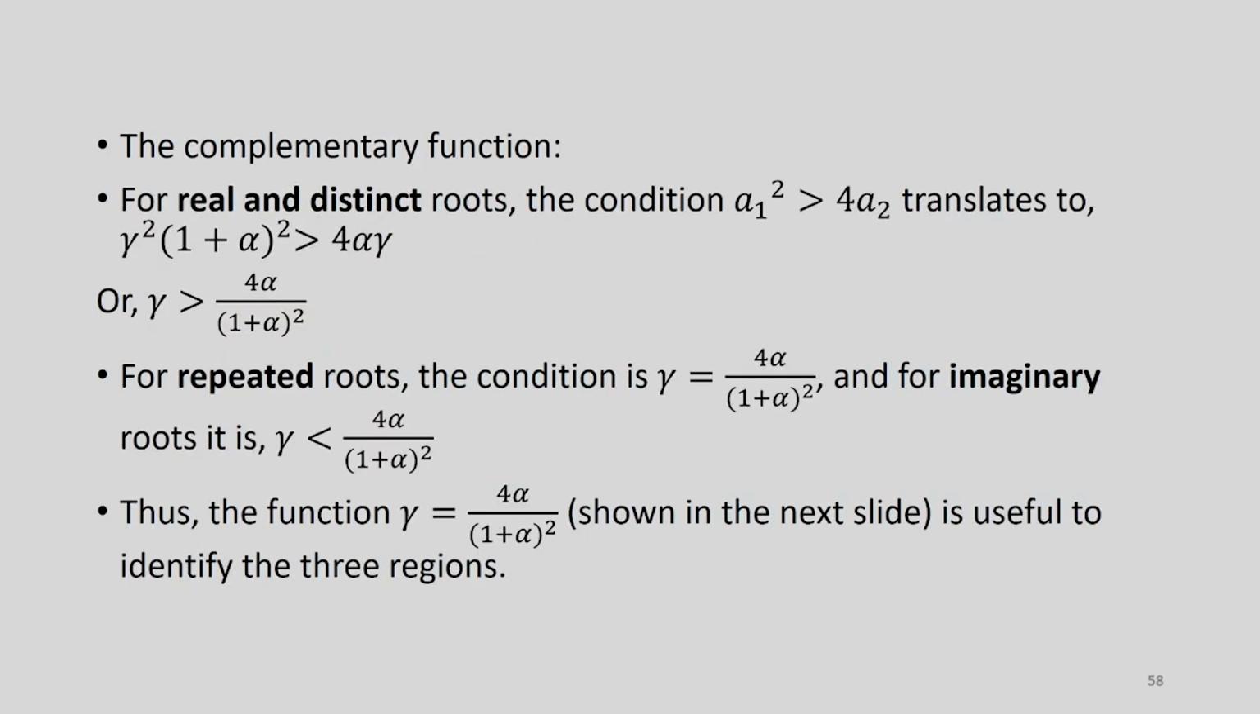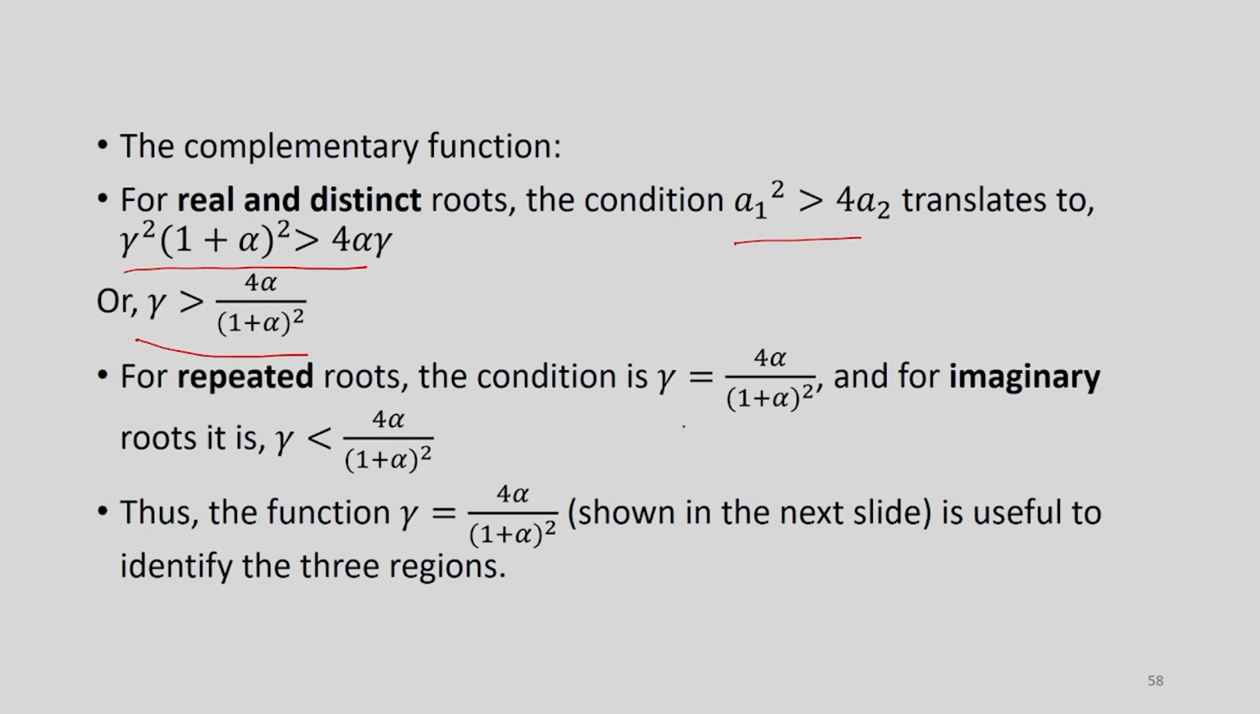Now, let us concentrate on the complementary function. Now, as we know, there could be three sub cases. In the first case, the roots could be distinct and real. This condition is a1 square strictly greater than 4a2. In this case, it is translated into this relation: gamma square multiplied by (1 plus alpha) whole square is greater than 4 alpha gamma, and if I take the gammas on the left hand side, it becomes gamma is strictly greater than 4 alpha divided by (1 plus alpha) whole square. This was the case of real and distinct roots.